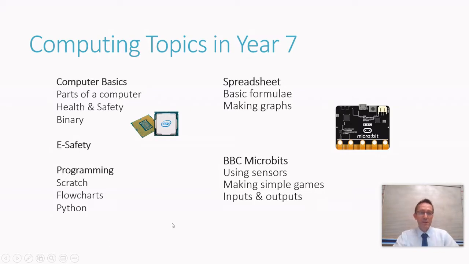In Year 7, we start off with a unit of work called Computer Basics. And really, as it sounds, we take a look at the components inside a computer, those that are also common to things like smartphones and games consoles. We take a look at their role and how they work. We consider health and safety issues, how to use this technology safely. And we also look at the extraordinary idea that computers use binary, zeros and ones, to store data and their programs.